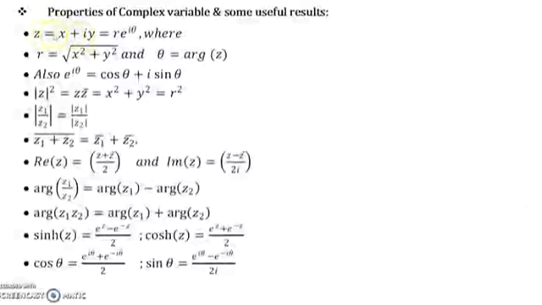Now we are discussing some basic properties of complex variables and some useful results. Z equal to x plus iy, which is nothing but r into e power I theta in polar form, where r is equal to square root of x square plus y square and theta is equal to argument of z. Also, e power I theta we know very well: cos theta plus I sin theta.